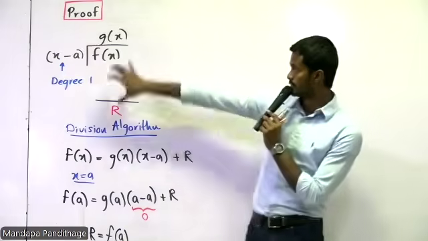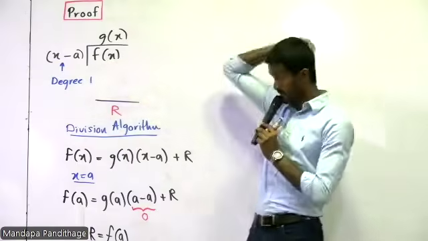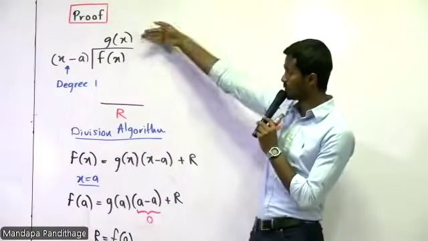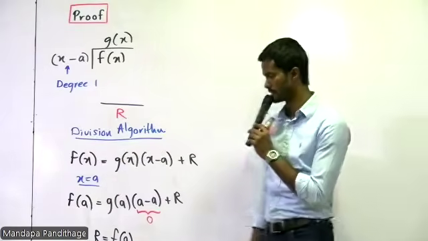Okay, so first just sketch this one, draw this one. f(x) is divided by x minus a. We got a quotient and R. And then write the division algorithm. Substitute x equals a.